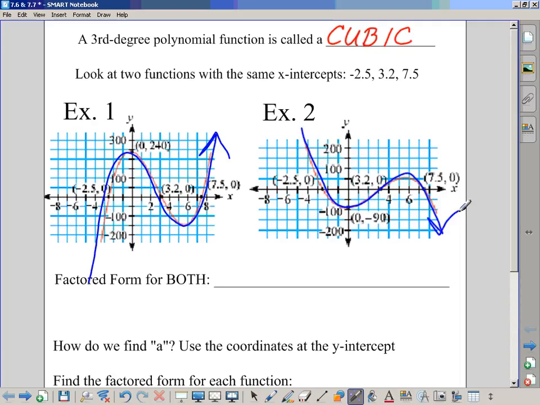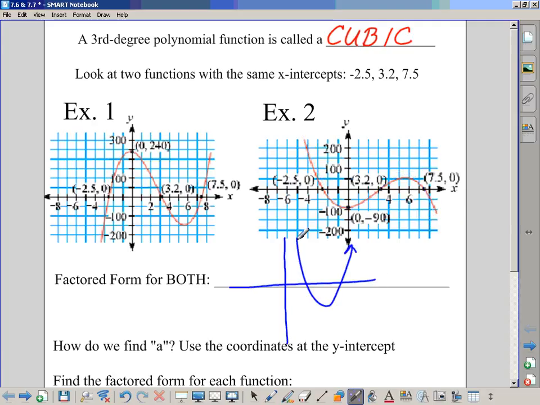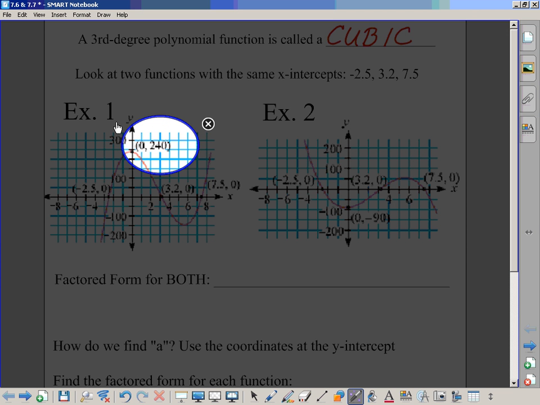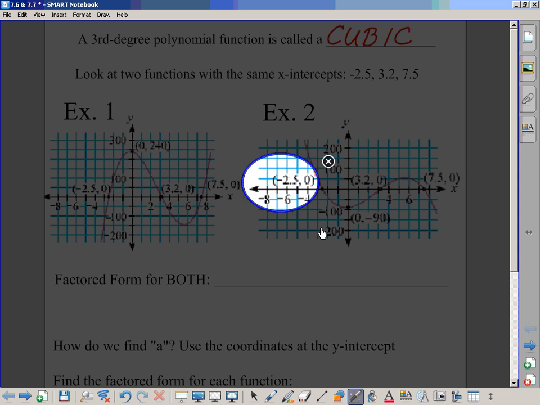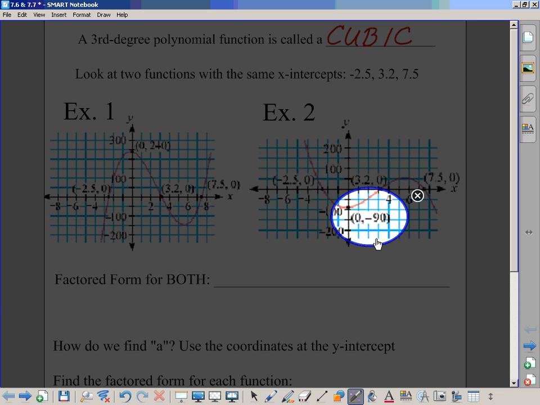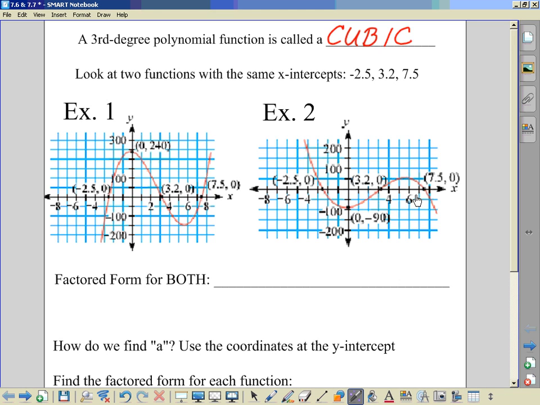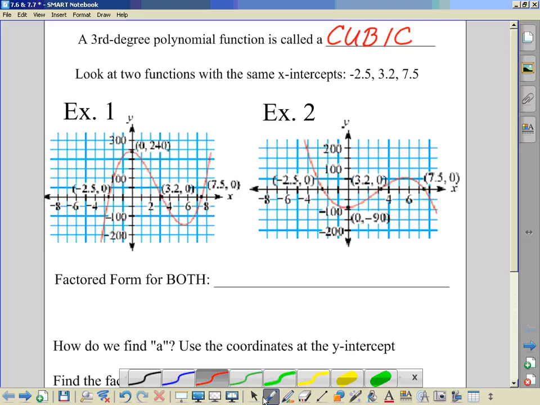If we consider that parabolas could do that too, let's do a quick drawing here. I hope you understand that two parabolas could have the same x-intercepts. It's just one would be up and one would be down. So it's possible with quadratics, it's possible with cubics, that they could have the same x-intercepts, but different functions would produce them. What I want you to notice is their y-intercepts. This one is (0, 240), and the other one is (0, negative 90). Those two y-intercepts will come into play as we go to find their equations.